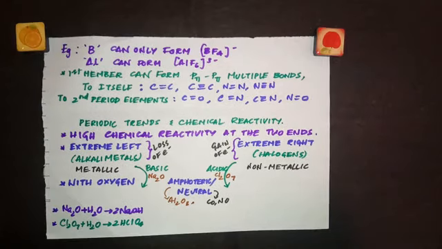So far we have seen a lot of periodic trends about the different periodic properties. And now let's see what is the connection between these periodic trends and the chemical reactivity. So before seeing this connection between the periodic trends and the chemical reactivity, let's summarize the trends in the periodic properties that we have learned so far.